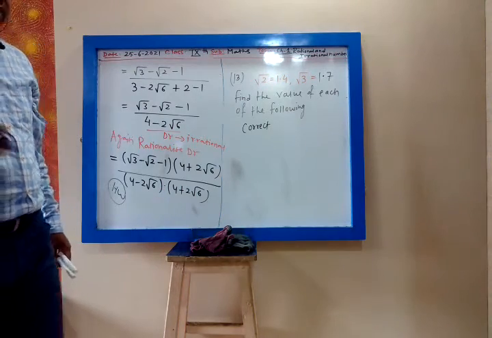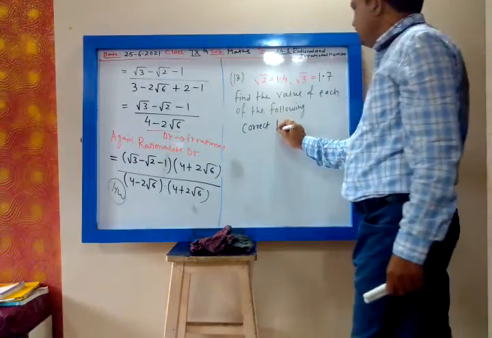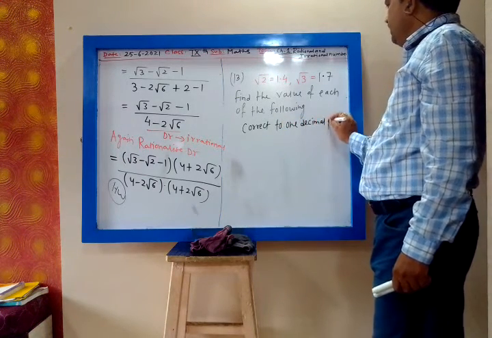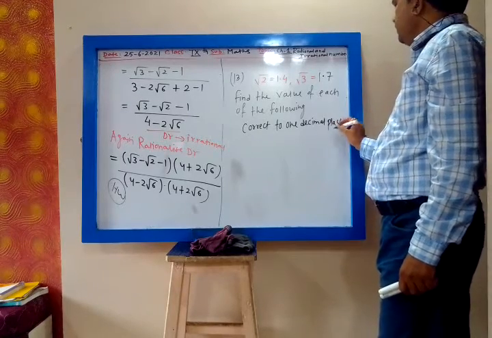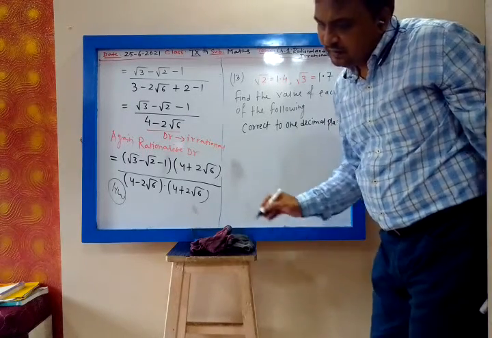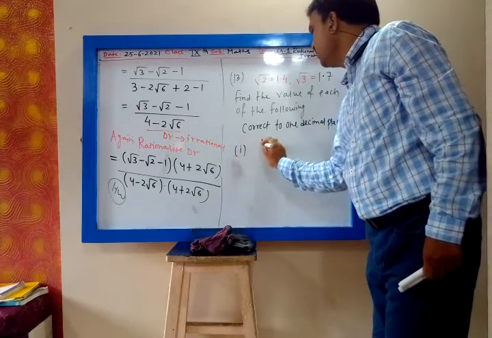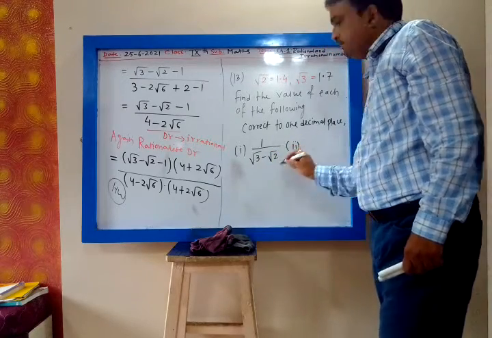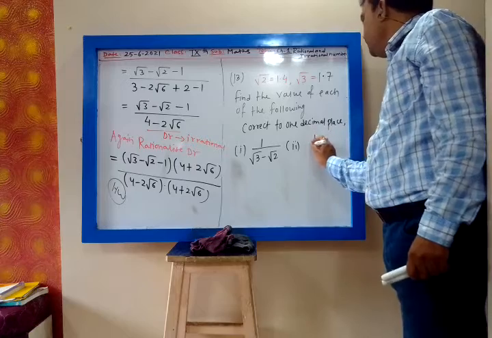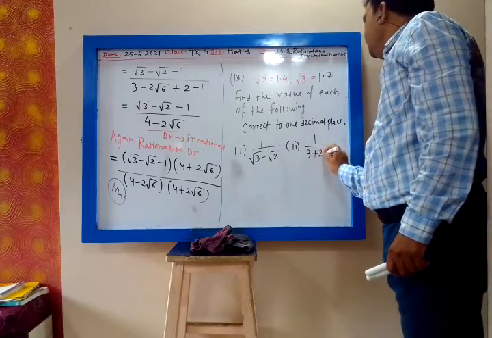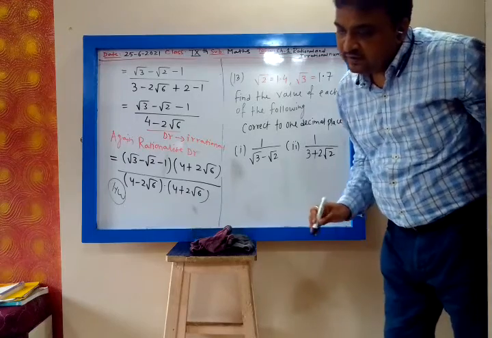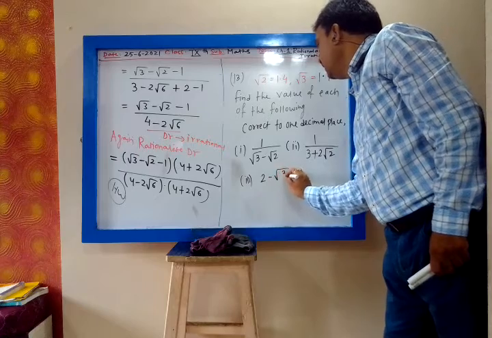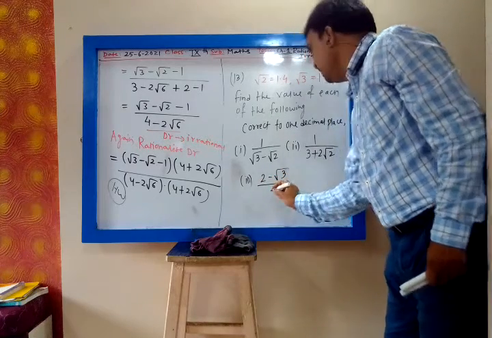Correct to 1 decimal place. You are given the value of root 2, 1.4, and root 3, 1.7. Then the first question is 1 upon root 3 minus root 2. Second question, 1 upon 3 plus 2 root 2. Then third, 2 minus root 3 upon root 3.